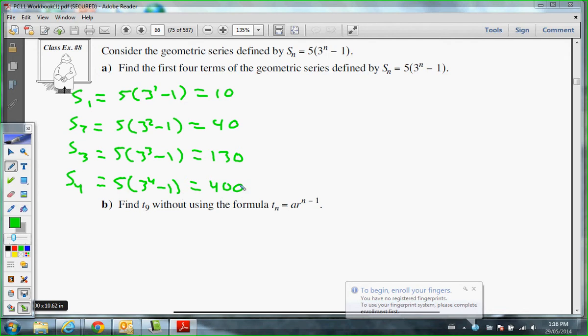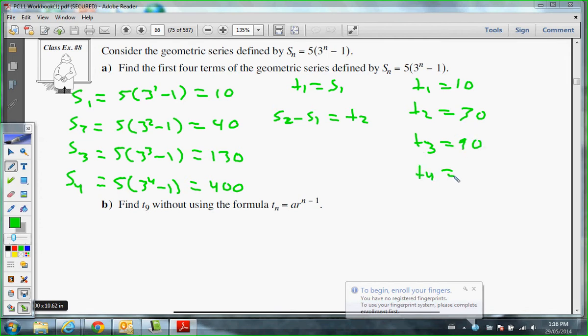Okay. So, but we want to find the first 4 terms. So we found the first 4 sums. We want to find the first 4 terms. Well, remember, T1 equals S1. So term 1 is 10. And remember, we can always figure out, remember we did that the other day on our proof? 40 minus 10 is 30. That's going to give us our T2. So remember, S2 minus S1 equals T2. Okay, we just kind of keep doing that. 130 minus 40 is 90. And 400 minus 130 is 270.